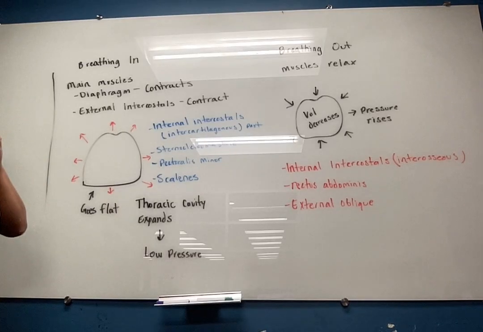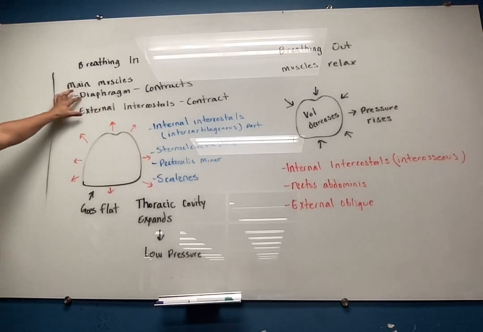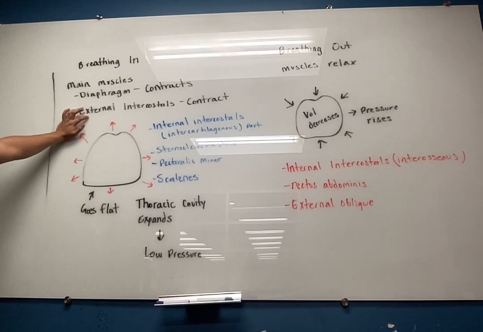Okay, breathing basics. The hard part about breathing stuff is all the extra muscles. The main ones are the diaphragm and external intercostals.